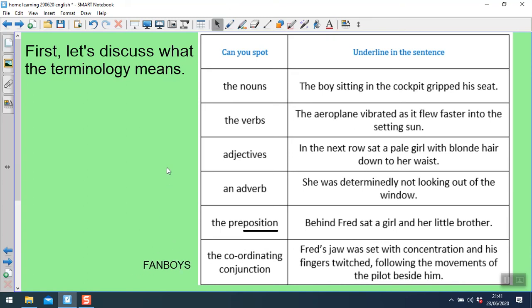Okay, now I'd like you to pause the video and write down any nouns you see in the first sentence, verbs in the second, adjectives in the third, adverbs in the fourth, prepositions in the fifth, and coordinating conjunctions in the sixth.